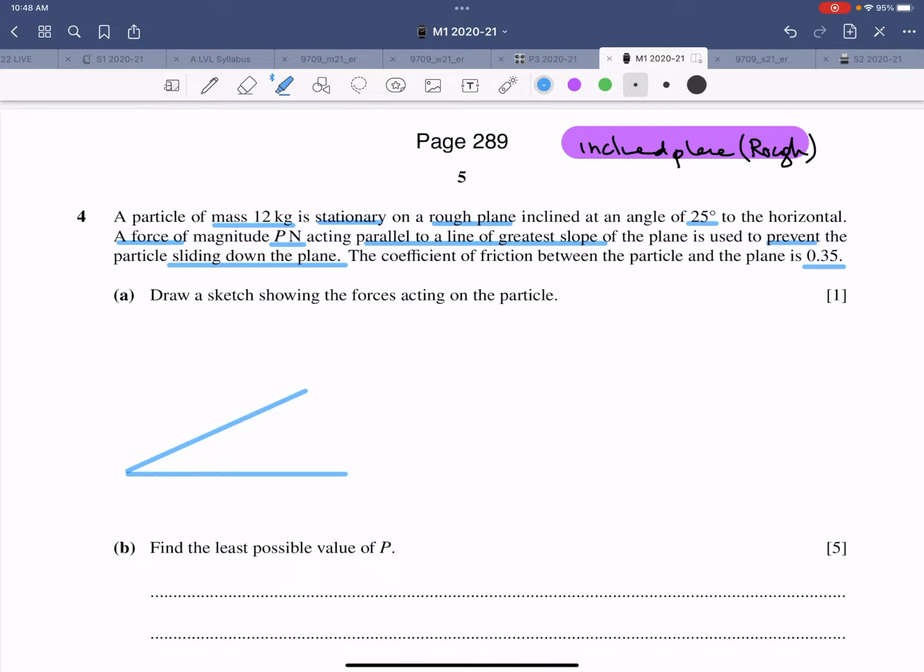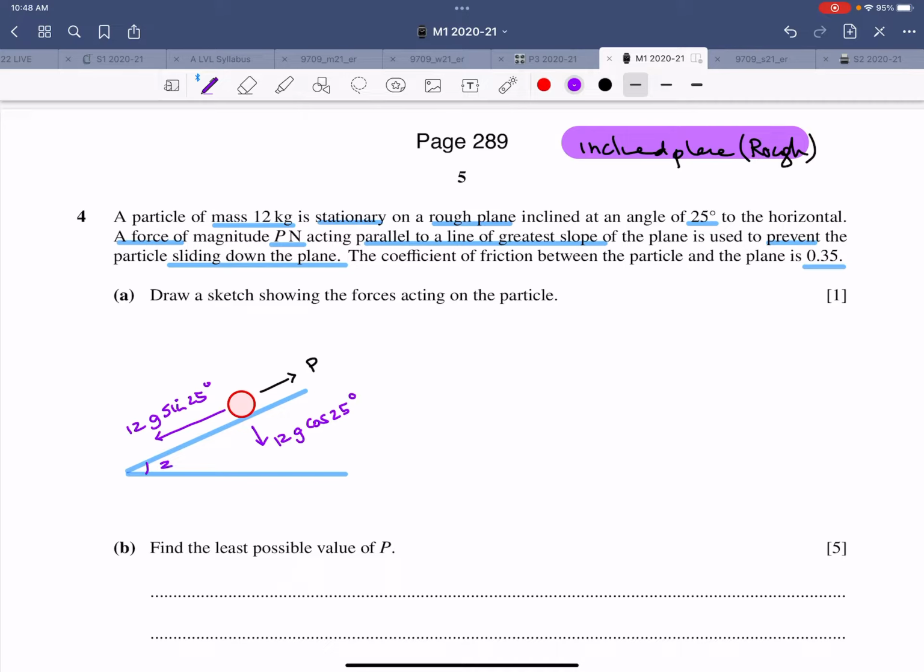So now, let me draw a diagram. And this time the examiner has asked for a diagram. So now let me label the forces. First of all, this force acting this way is P Newton. And then we draw the weight components. This is mg sine 25 degrees. This is mg cosine 25 degrees.